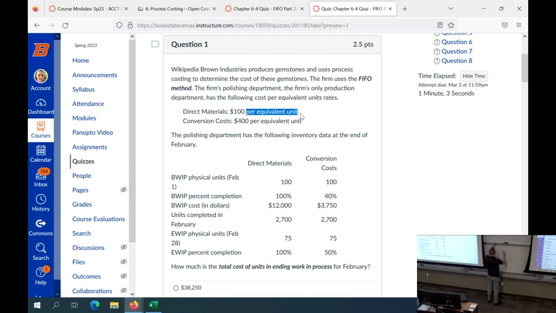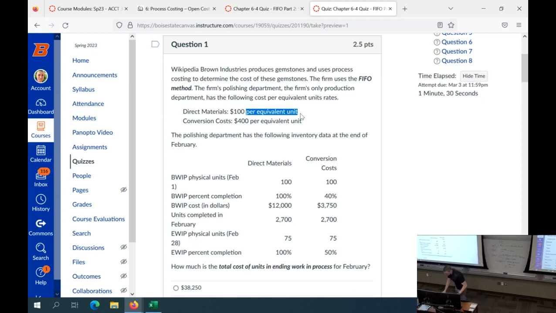I lied. Dollars over equivalent units. And if I want to get just dollars, I have to multiply by equivalent units for that to cancel out, and I end up with just dollars. So if I'm asking for the cost in ending WIP, I take the rate, multiply by the ending WIP equivalent units, and I end up with the ending WIP dollars. So it works nice and simple if you want that mnemonic to remember the procedure.